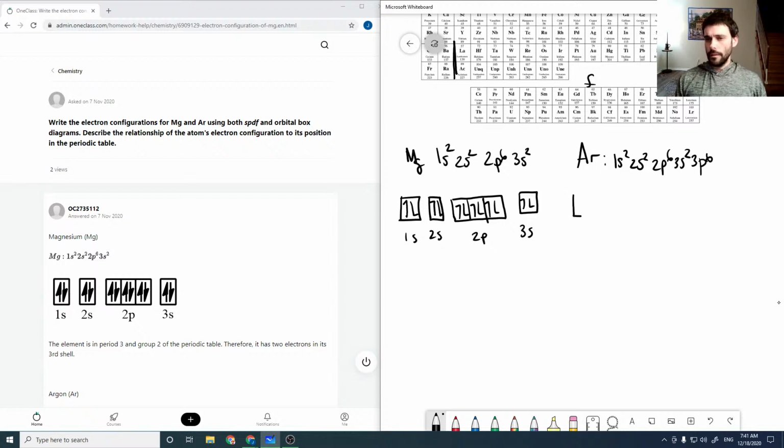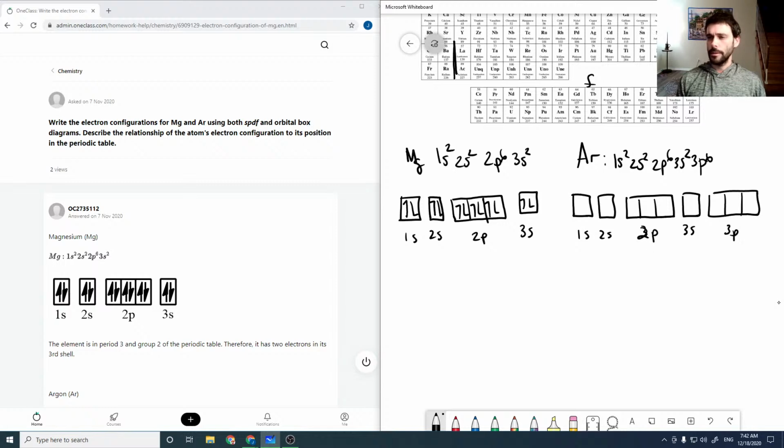And for argon, 1s, 2s, 2p, 3s, and 3p. 2p, 3s, 3p, and again each one is paired. So there's our orbital box diagram for argon.